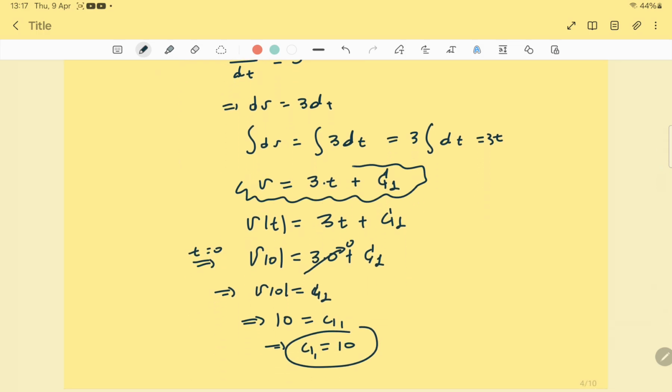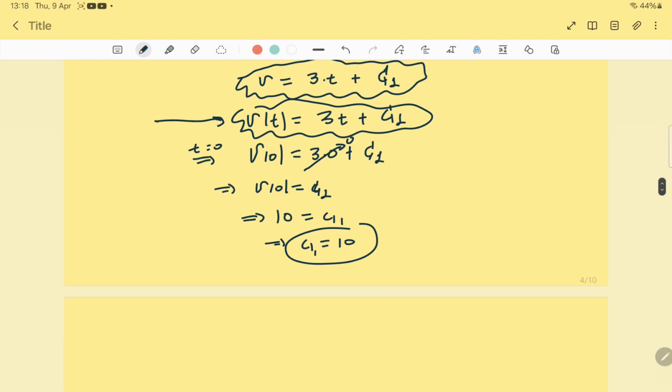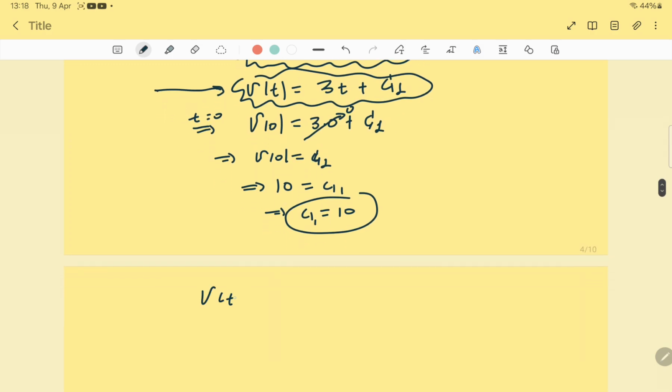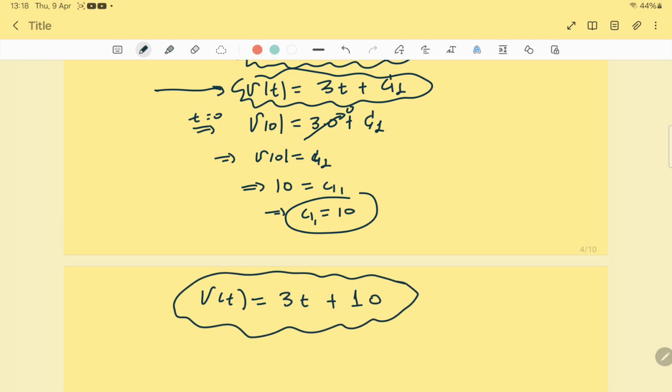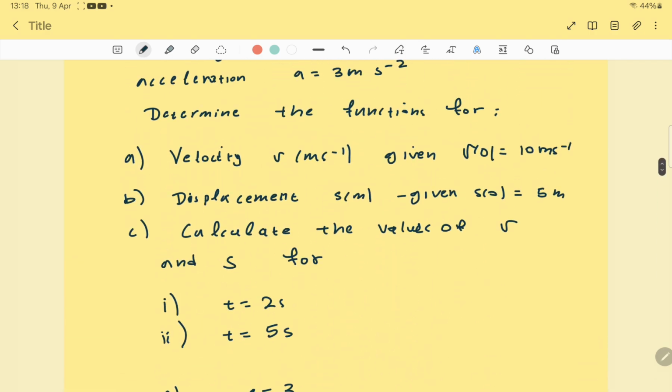Now we go back to the general formula and plug c1 equals 10 to get the final expression for my function v of t. That's going to be 3t plus 10. So it's going to be a linear function. That's for the first question.